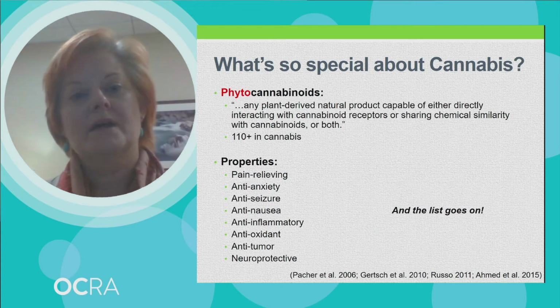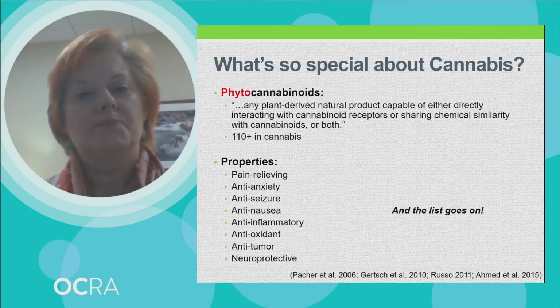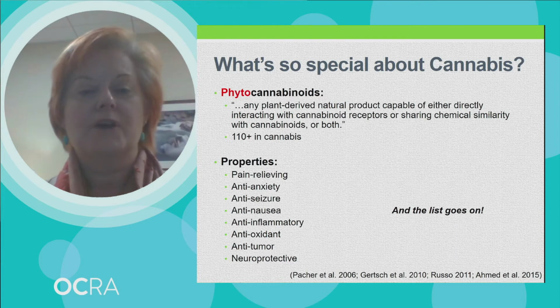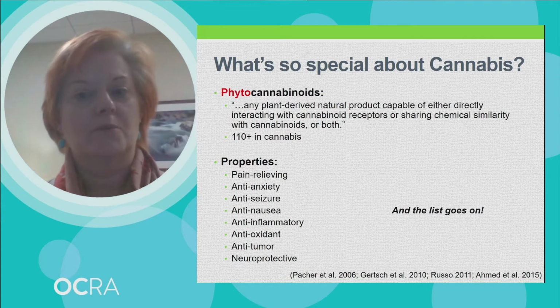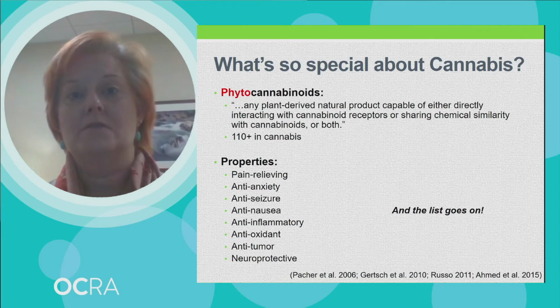So what's unique about cannabis is something called phytocannabinoids. So phyto is Latin for plant. So what this is essentially referring to is that there are substances within cannabis, the cannabinoids, that are actually able to either directly interact with our cannabinoid receptors internal in our body, or they share a chemical similarity to the cannabinoids that we produce, or that do both. And there are over 110 phytocannabinoids in the cannabis plant that have been identified so far.